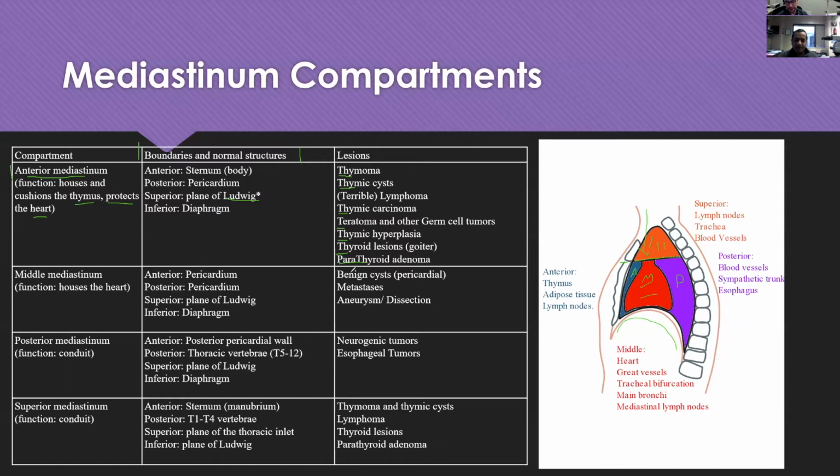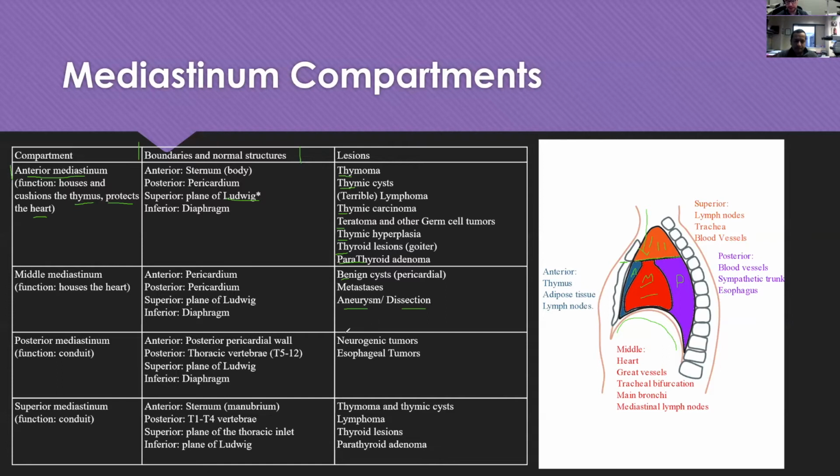The middle mediastinum, which is where we have the heart. This is a smaller differential, and we do have some benign cysts that are often pericardial. You can get metastases in this space. And then remember that you can get all kinds of abnormalities with the vasculature in this space. So you can get aneurysms and dissections, which can present as a middle mediastinal mass.